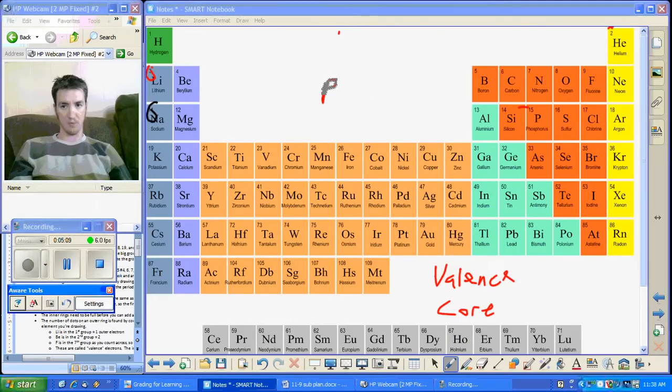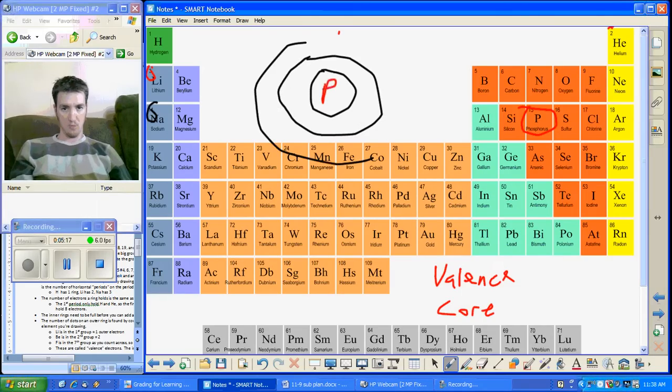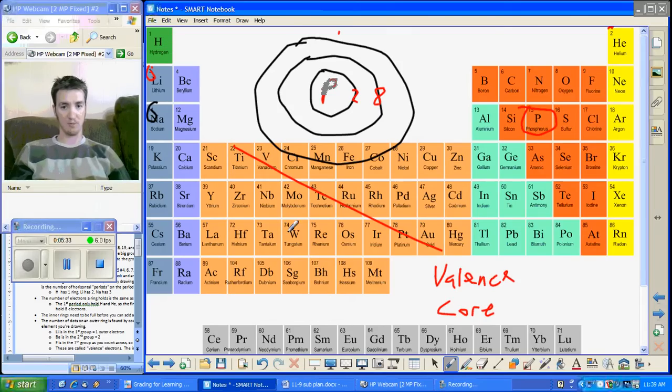So phosphorus, right here, it's in period number 3, so it has 3 shells. 1, 2, 3. So number-wise, you know the first shell has to be full with 2, the second shell has to be full with 8, the last shell would have, like we just saw, basically you count across and you skip these. So counting across, you count 1, 2, 3, 4, 5. It would have 5 in its outer shell.